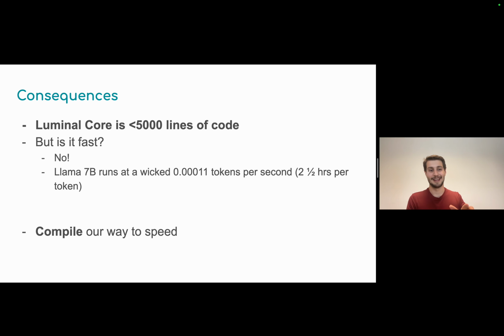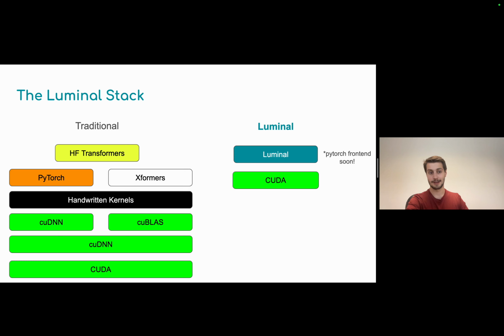That doesn't necessarily mean it's fast though. Llama 7B right out of the box takes about all day to generate a single sentence. Super duper slow. But the point isn't to run these primitive graphs of operations here. The point is to take these graphs and then run them through some functions to transform them into faster graphs. And we do that with compilers. So we compile our way back to high performance.